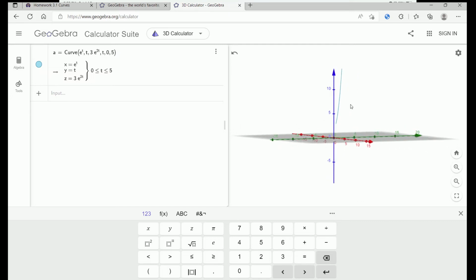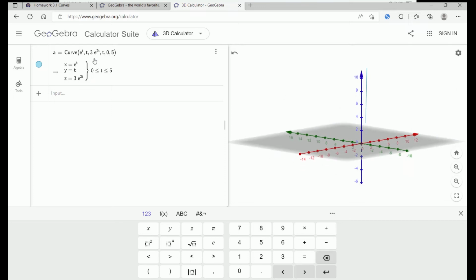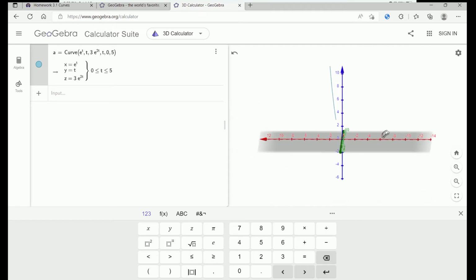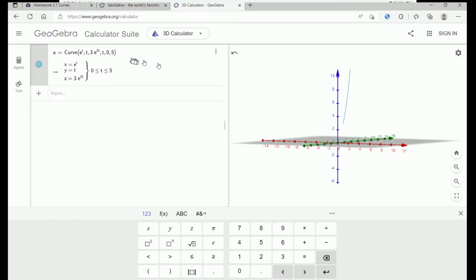Okay, well, it's not that interesting, but we plotted it. It's not that interesting because the x and the z values are increasing very quickly, right? Compared to the y value. Exponentially fast here. So it's boring, but we did it. Let's do one of the other ones. Curve.